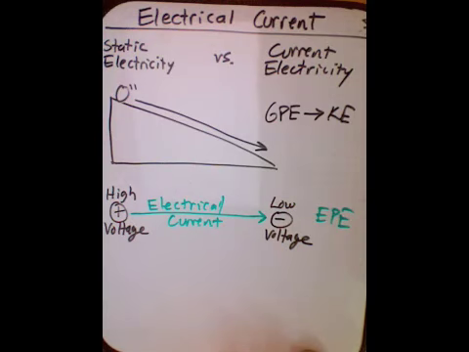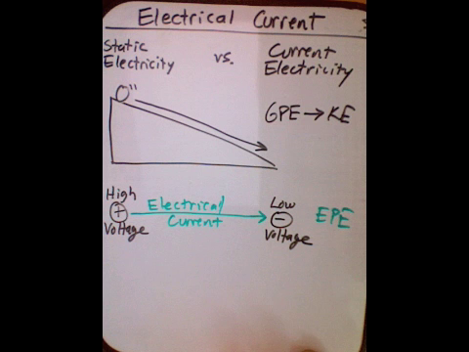Section 7.2 is all about electrical current. And we can contrast static electricity, the kind of electricity that we looked at in the other situation where the balloon and hair held electrical charges and attracted each other. That's static electricity, and we're going to now learn about current electricity.